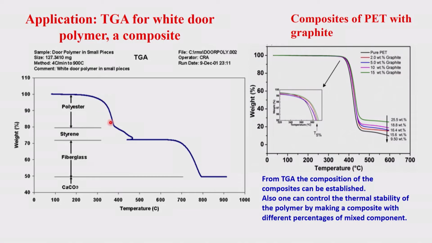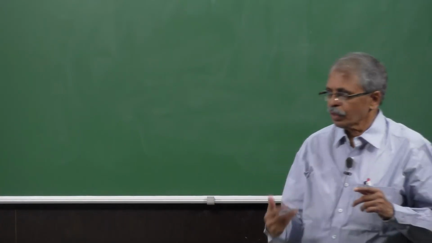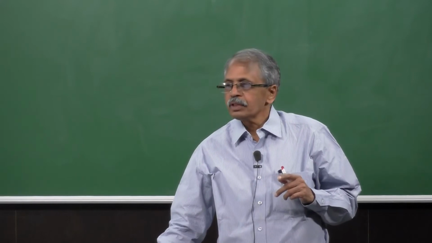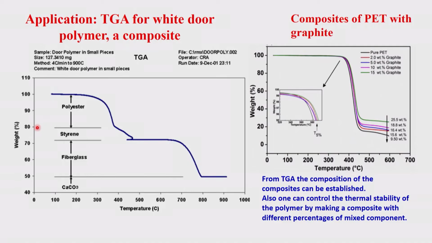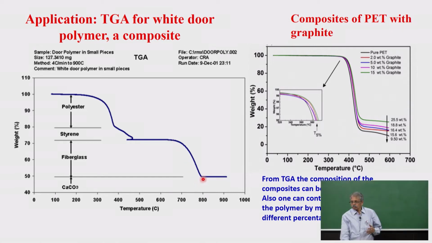So the first part goes with this, the next part goes between 400 and 500 degrees Celsius, that is styrene. How do we know? Because we know their pure decomposition temperatures, we already know separately, so from that we can make out. And how much is there from this area? How much is going from 100 to about 80, that is 20% difference. From here to here, 10% difference. So from that you can make out the ratio of the polyester with respect to styrene with respect to fiberglass. The fiberglass starts decomposing only beyond 600, 650 and then goes up to 750, 800, and so you can get all these blends.